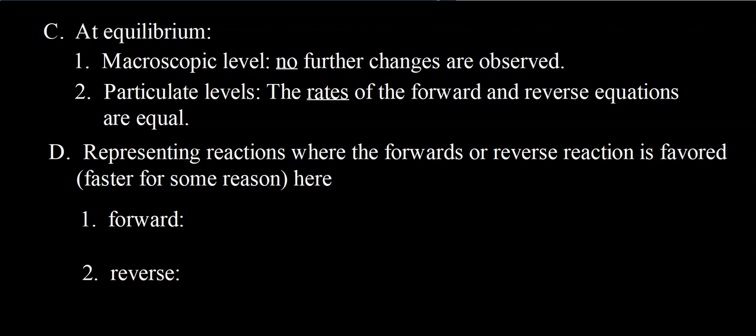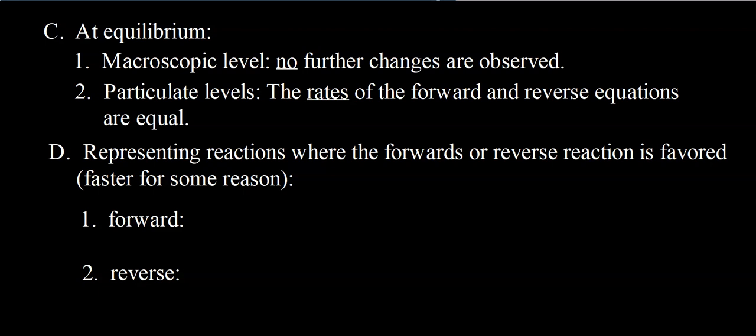At the particulate level, a system is at equilibrium when the rates of the forward and reverse reactions are equal. Now, sometimes we get into a situation where either the forward or reverse reaction is faster for some particular reason. We'll talk about that when we get into Le Chatelier. So let's take a look at how we show that.